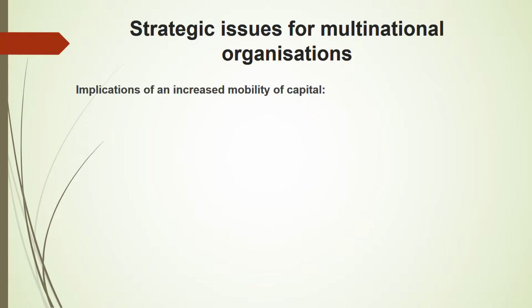So strategic issues means the risk of operating with it, and the benefit also, both. So what are the implications of increased mobility of capital? That means your capital is very free to move now. What are the implications? Number one, it lowers your cost of capital because capital can move freely among the countries. It reduces your cost of capital, your WACC.